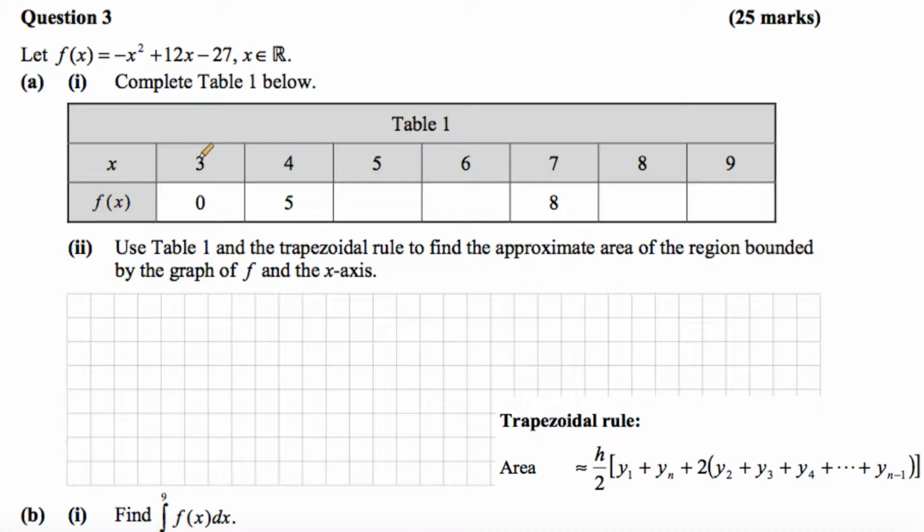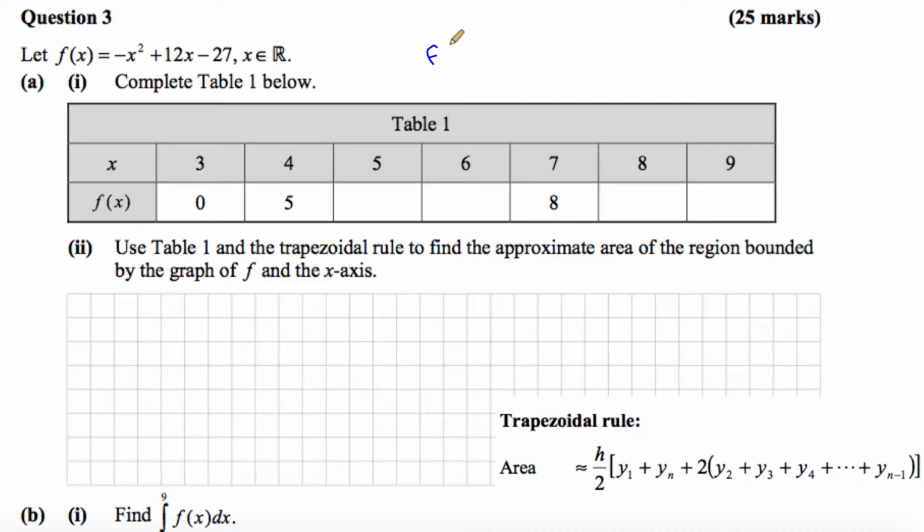We've got our x values going from 3 up to 9, and then we have to fill in our f of x values. So some of them are done. All we're doing to find these f of x values is replacing the x in the function with the x value. So if I put 5 in this function up here, I would get minus 5 squared plus 12 by 5 minus 27. And the value I would get, you can do this on your calculator.